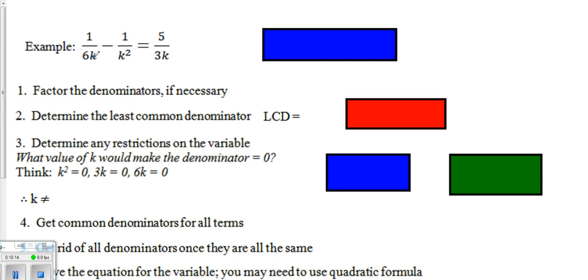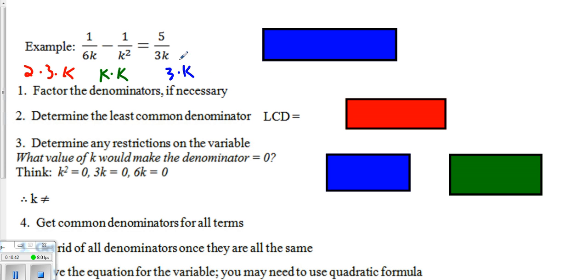We've got 1 over 6k minus 1 over k squared equals 5 over 3k. So, first we're going to factor the denominators if necessary. We're going to look at each piece. This one is 6k. 6 is actually 2 times 3, and it's being multiplied by k. K squared is k times k, and 3k is 3 times k.